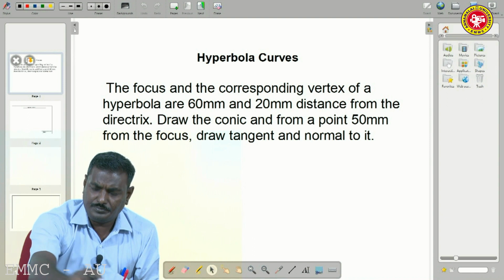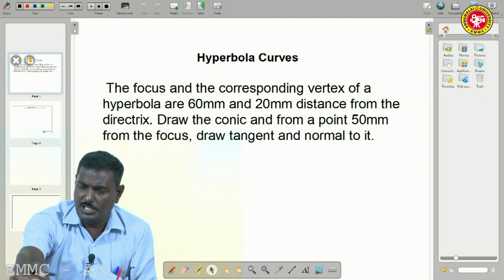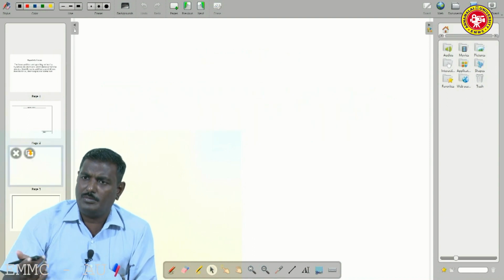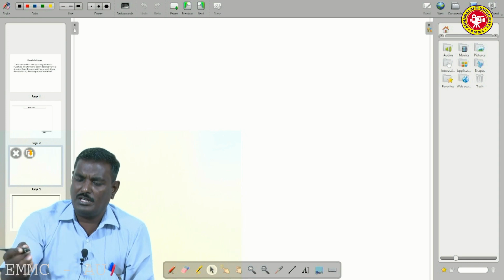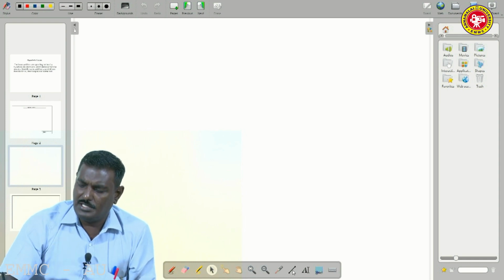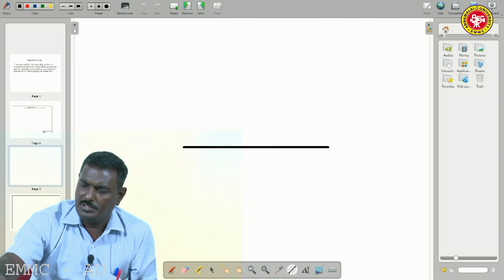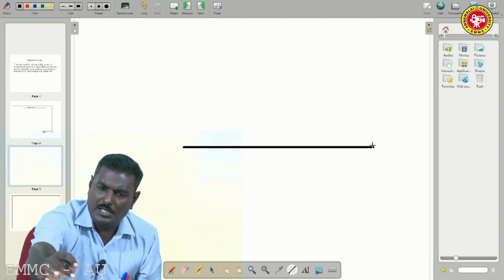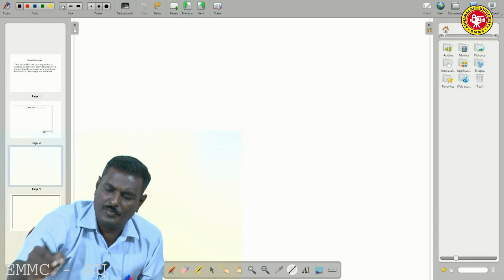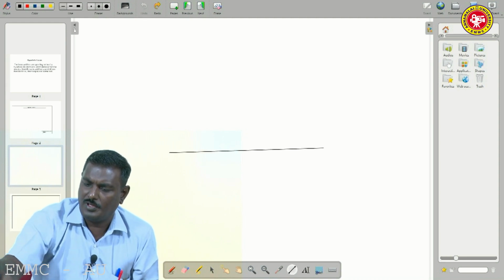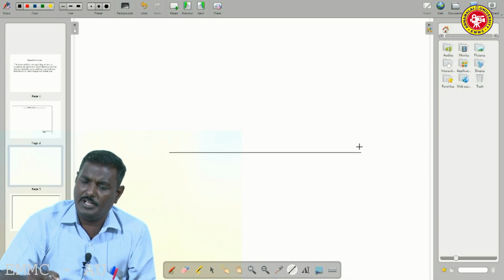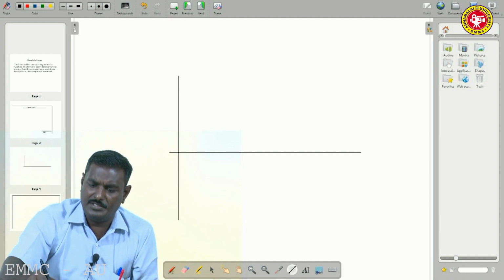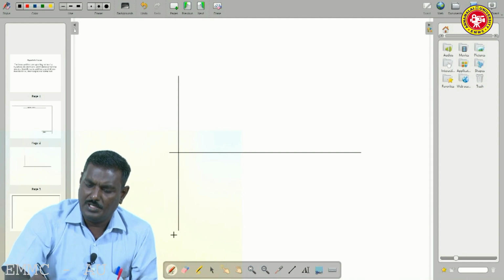Before going on, I want to tell some basic concepts. Consider there is an axis AB. On this axis AB we have to draw a vertical line, that is the directrix.